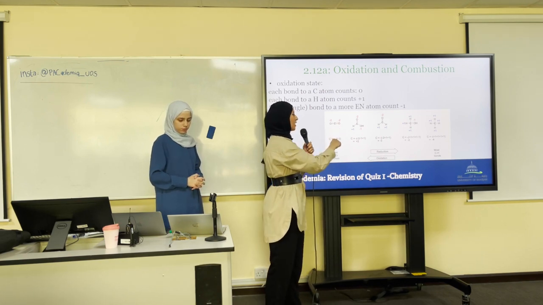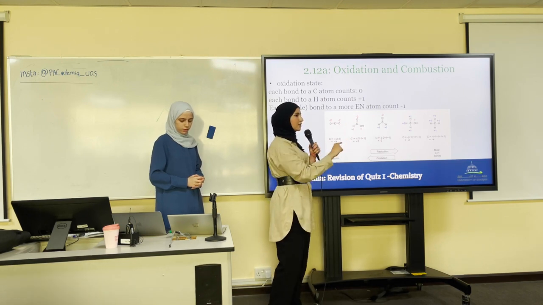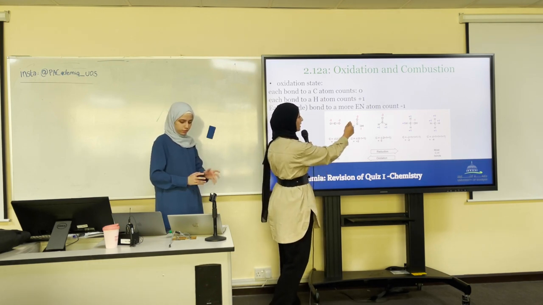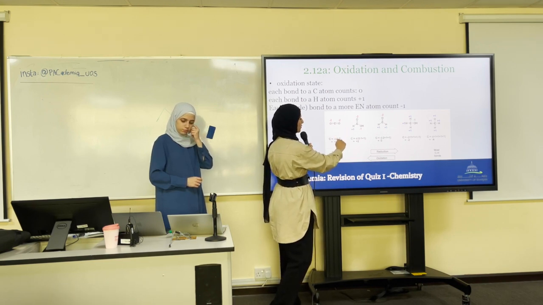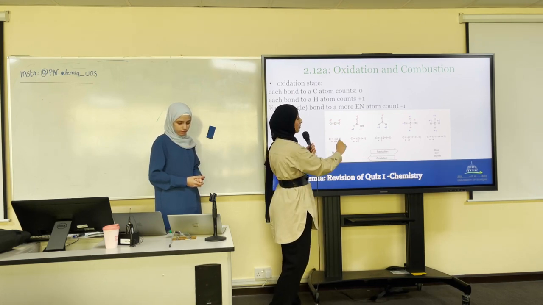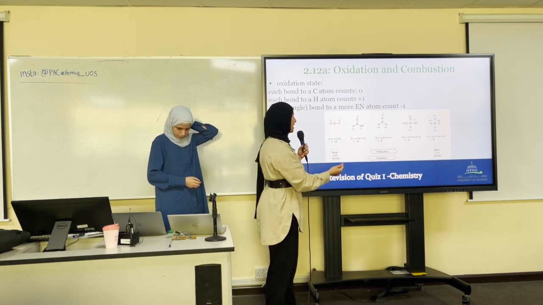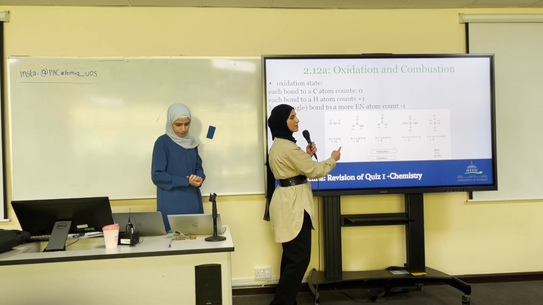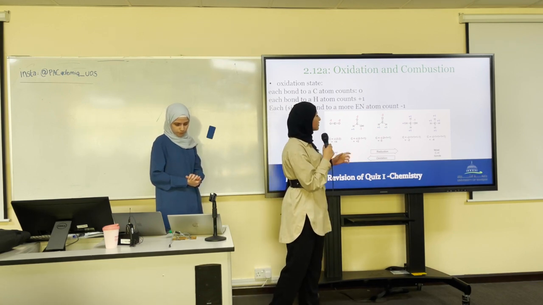For example, this carbon atom is bonded to oxygen, right? Oxygen is more electronegative, so we count it as negative one. How many bonds do we have with this oxygen? Two. So negative one, and this one? Negative one, and this one? Negative one. So negative 1 plus negative 1 plus negative 1 plus negative 1 is negative 4, and then we multiply it by negative 1, which gives us positive 4. Understood?